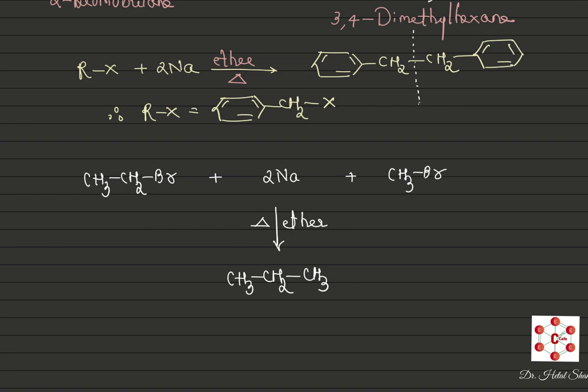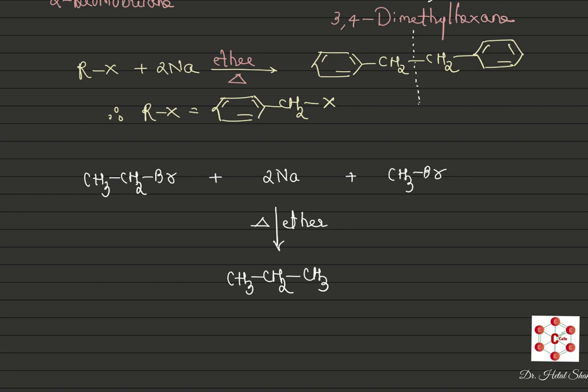Then what else do you have to take? Sodium metal, and put it inside the flask. Each sodium is 23 grams per mole. 2 of them would be 46 grams. So take 46 grams of sodium and put it in the flask.